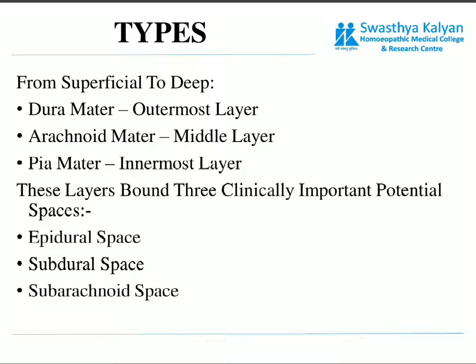Now these layers have three clinically very important potential spaces. That is the epidural space above the dura mater, the subdural space below the dura mater, and the subarachnoid space below the arachnoid mater. So these are the different spaces. We'll discuss them in detail later.